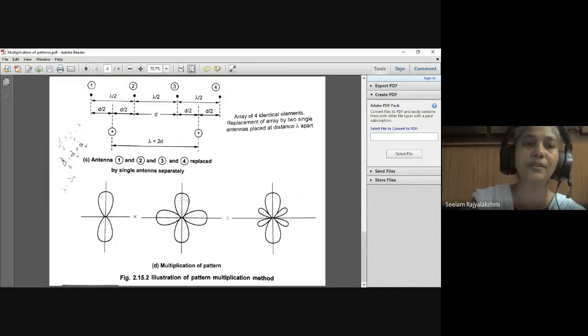It is a very simple concept. We consider the first two elements as a single element, the last two elements as a single element, and from the midway between these we again treat as a single element. The distance here is lambda by 2, but the distance between these two elements is lambda. So this is for two elements at distance lambda by 2, and this is for two-element arrays at distance lambda. By multiplying, we finally obtain the final pattern.